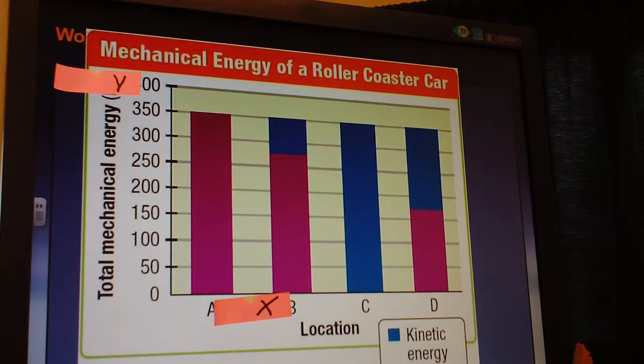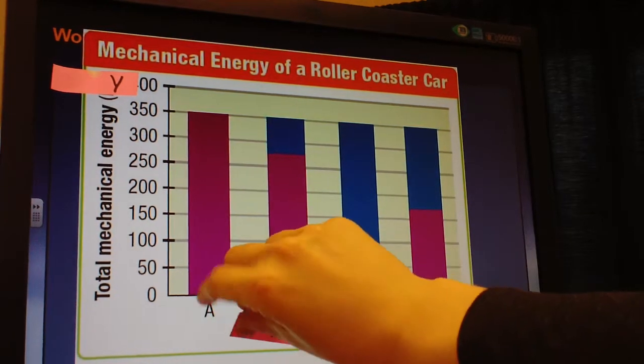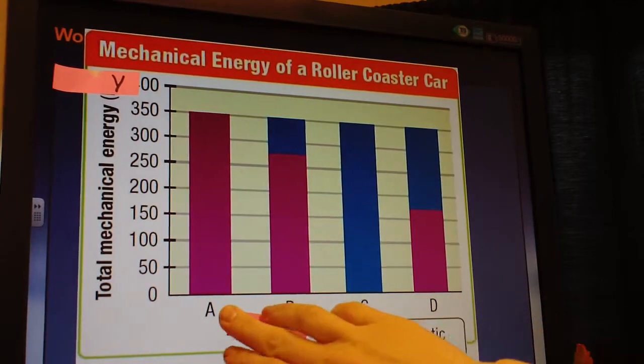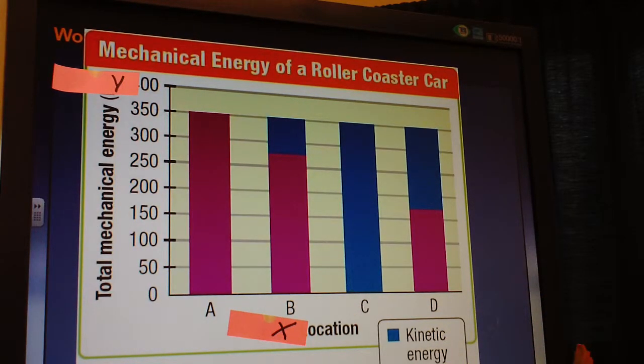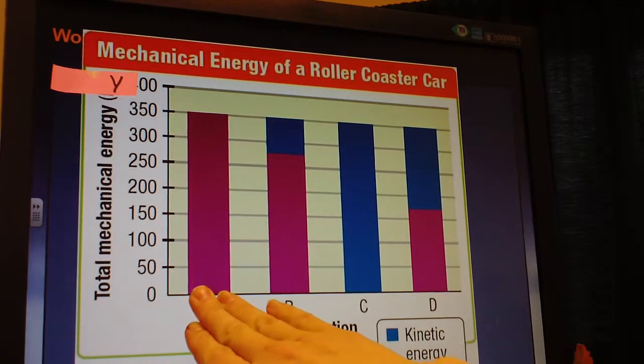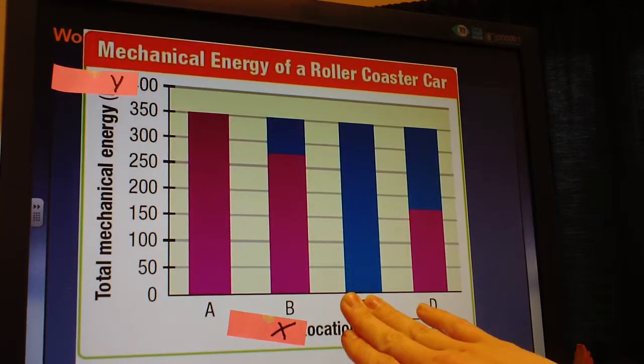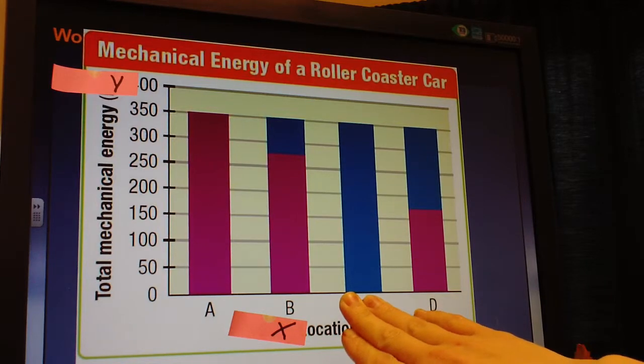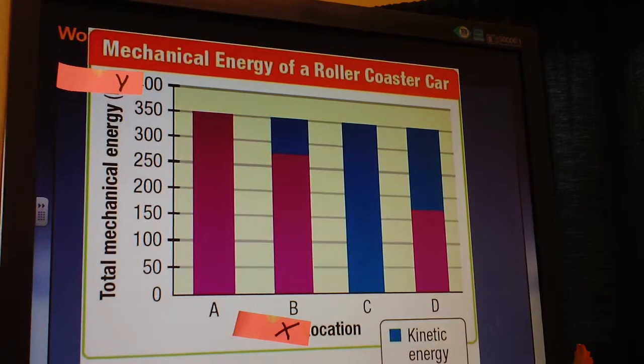Now number 2 says, consider the relationship between the variables. The independent variable is location, which is down here, because the car's blank and blank change with location. Well, what changes with the location of the car? From here to location C, what's changing? Well, it's your kinetic and potential energy again.